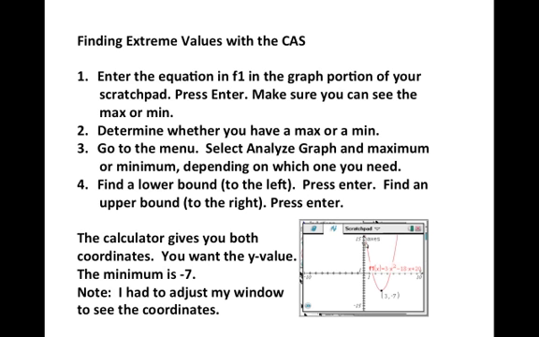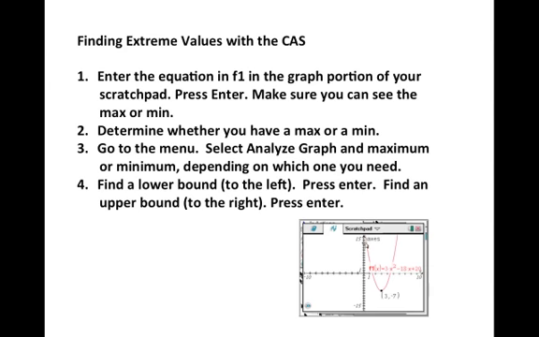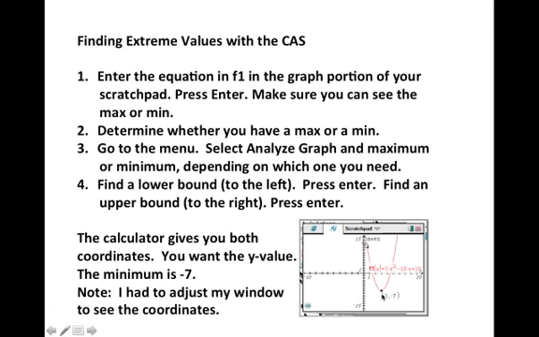Note that I had to adjust my window to see the coordinates. If you look back at the previous slides, I just had the standard window where the y minimum was -7.39 and the maximum was 7.39. Even though I can visually see where the minimum is going to be on this, when I find it, I couldn't read what the coordinates were. So I went to Menu, and then Window, and I adjusted manually the minimum for the y values and the maximum for the y values to -15 to 15 so that I had more room and I could see what the coordinates of my minimum value of my function is.